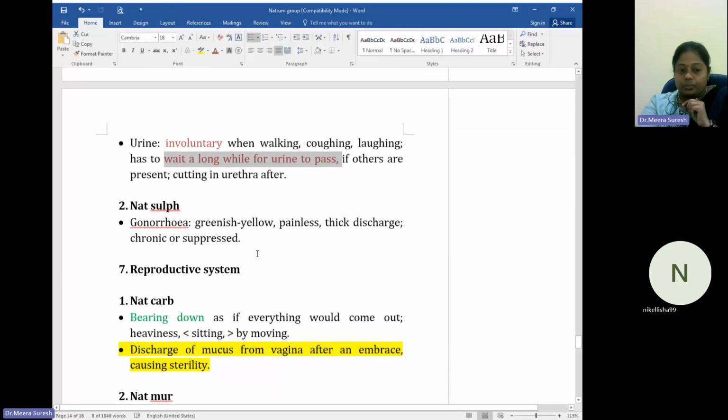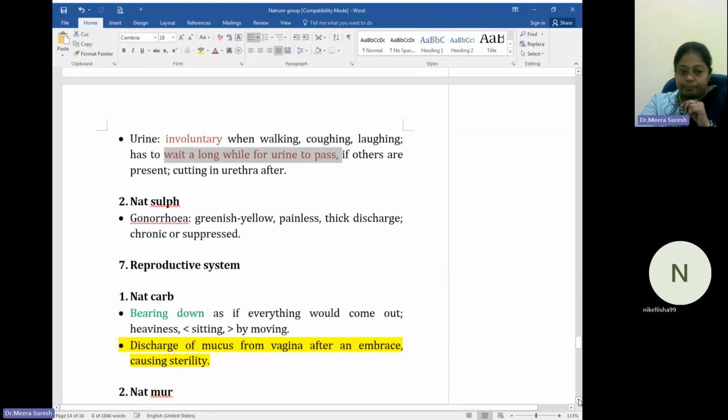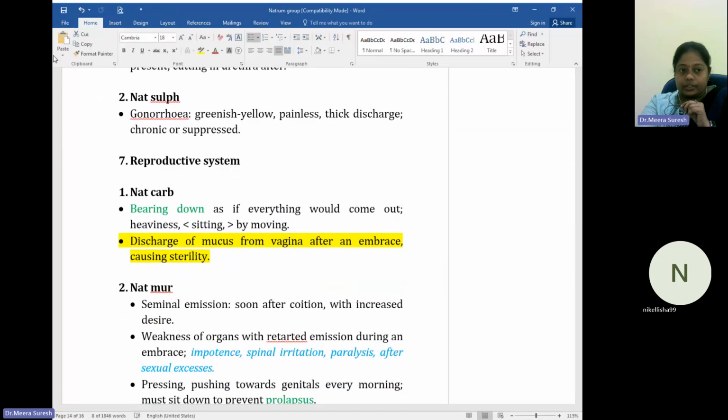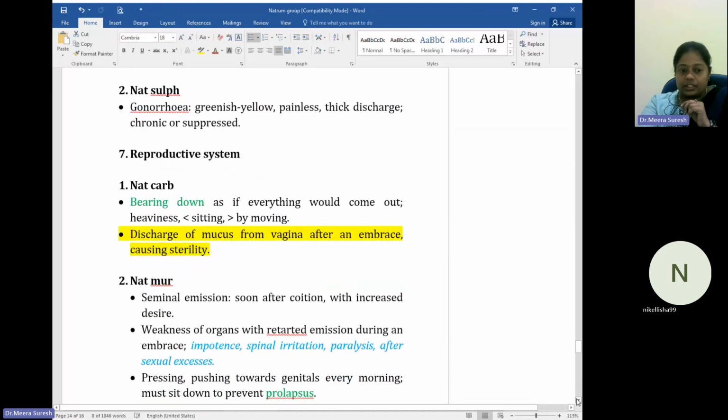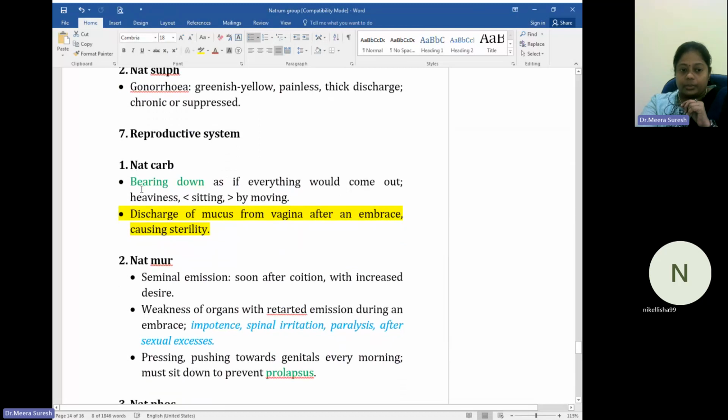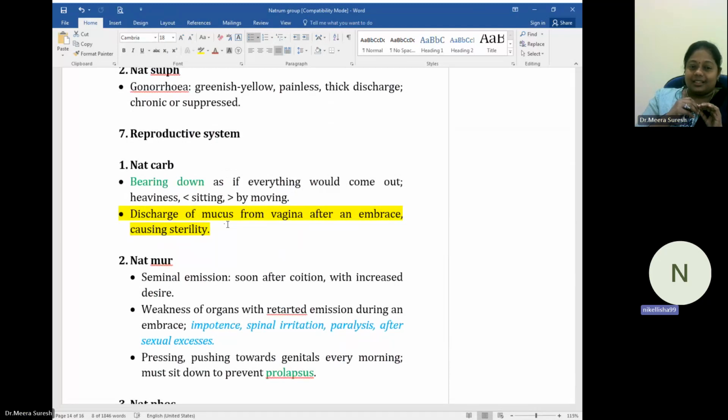Then in Natrum sulph, it is more related to gonorrhea. So the greenish discharge, which is painless and thick, is in Natrum sulph. In the reproductive system, it is mostly related to seminal emissions and that leading to sterility. That's what we have in these remedies. So in Natrum carb, there is discharge of mucus from the vagina even after an embrace, and that can cause sterility. How does it cause sterility? It can also be related to impotence.